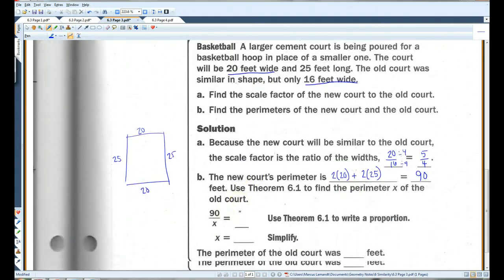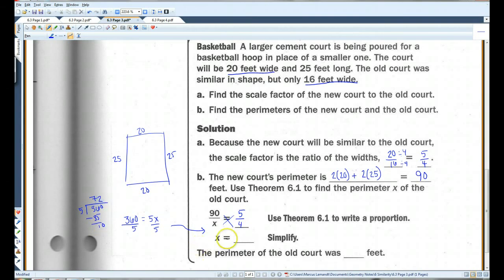So, I know that the ratio of the perimeters has to be the same as the scale factor. So 90 over x has to equal 5 over 4. I'm going to cross multiply. 90 times 4 is 360. This equals 5x. If I divide both sides by 5, this goes in 72 times. So x equals 72. The perimeter of the old court was 72 feet.